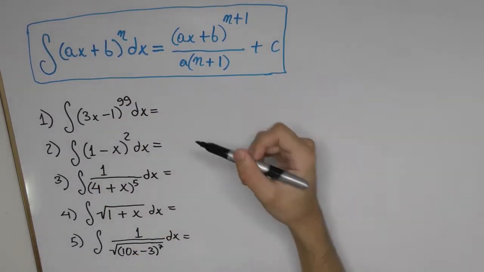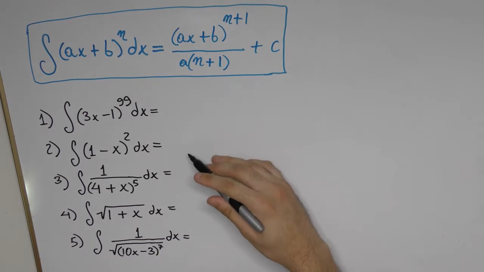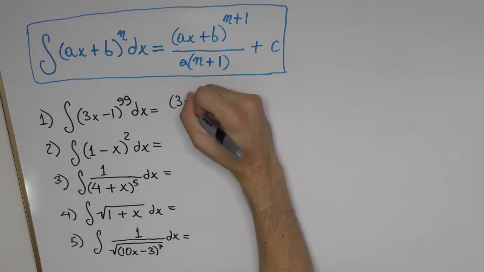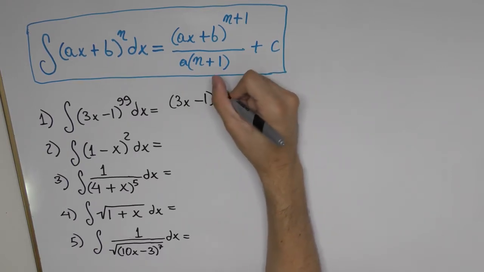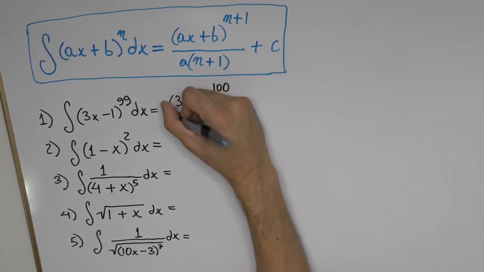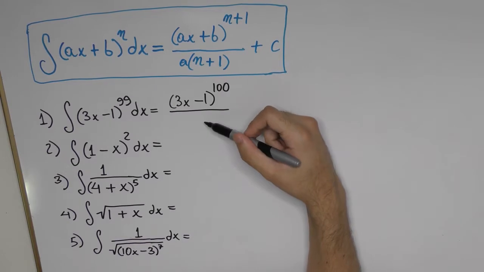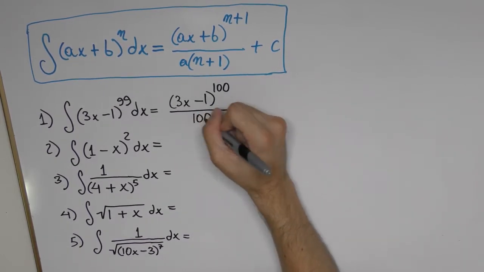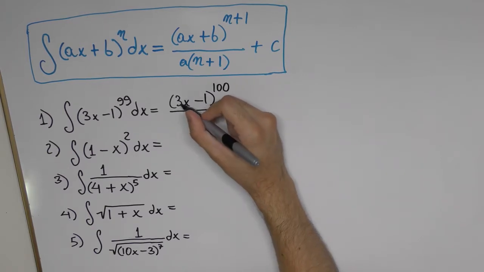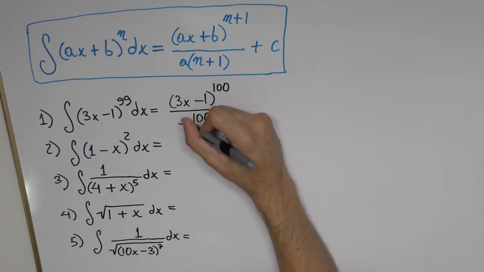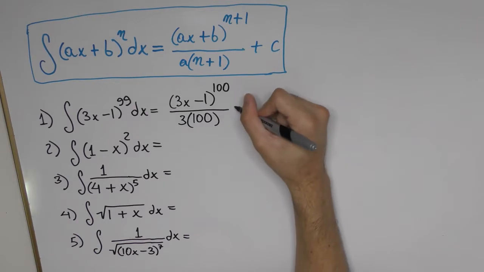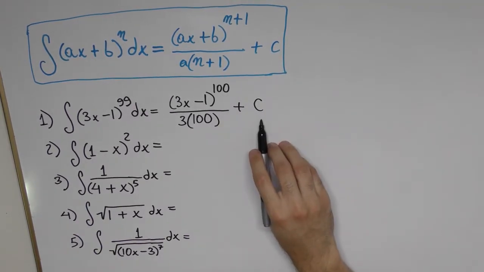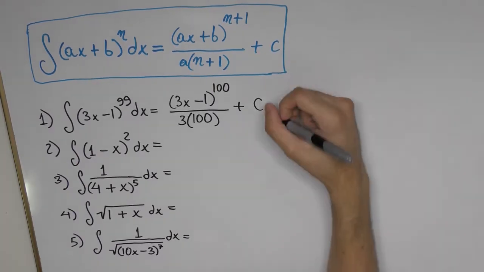So we have 3x minus 1 to the power of 99. So we can apply the formula here. That's going to be 3x minus 1 to the power of 100. And now we're going to divide that by the new power, which is 100. And we're going to multiply this denominator by 3 because we have that constant 3 in front of x. And as usual, let's not forget the arbitrary constant of integration, c.